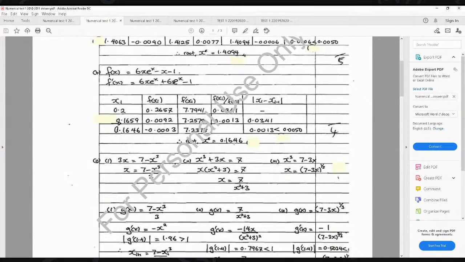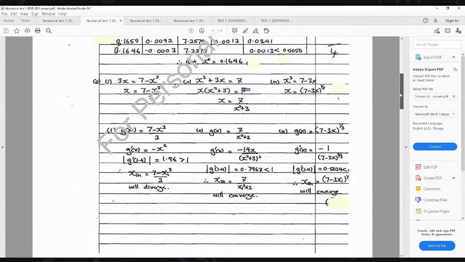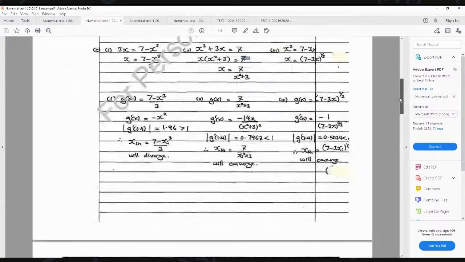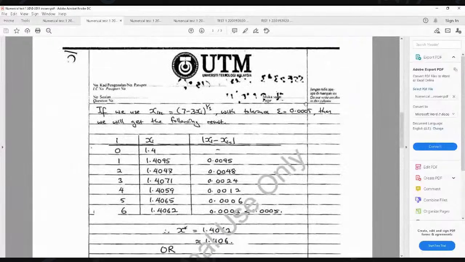For the fixed point iterative method that I told you, you need to generate G, and then you can see which G converges more. You go for G prime at 1.4. Check whether it is less than 1 or greater than negative 1. So there are two equations which converge, equation number 2 and equation number 3. So you can use whichever converges very fast.